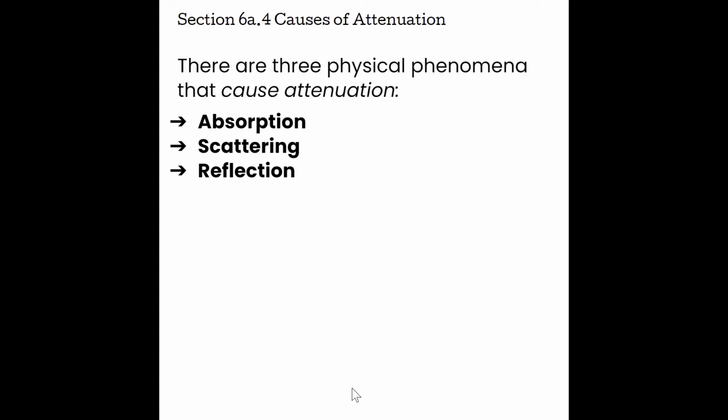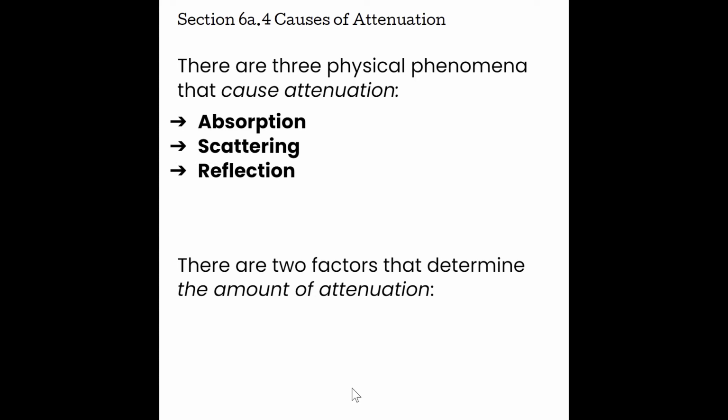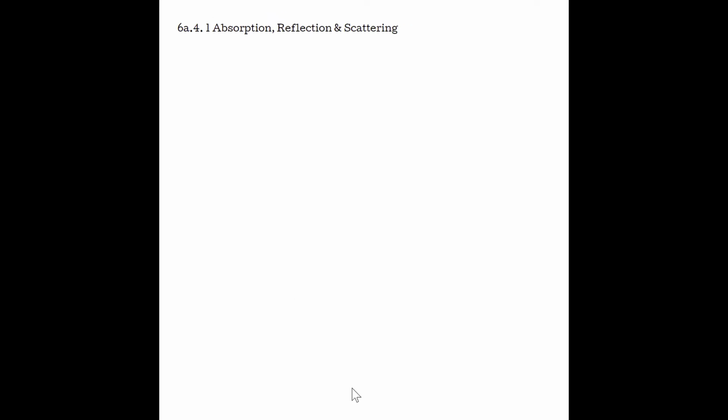There are also two factors that determine the amount of attenuation, and that is going to be frequency and propagation distance. Now, all sound waves will encounter absorption, scattering, and reflection, but it'll depend on the sound wave's frequency and how far it has to travel to determine the total amount of attenuation that will occur.